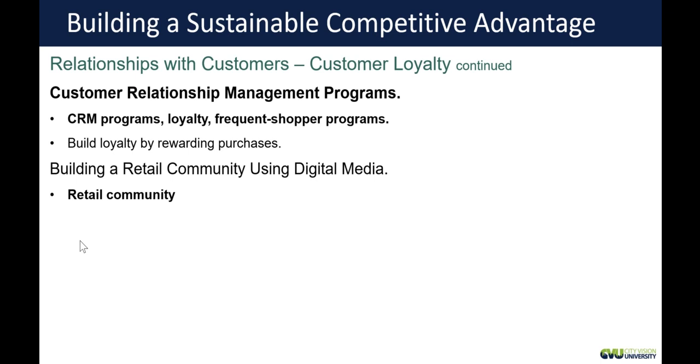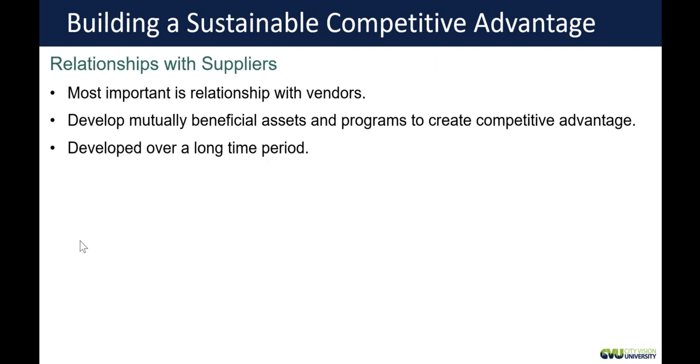Or maybe it's just developing a community using digital media, that retail community using some sort of technology. That mobile community would be another way to do that.